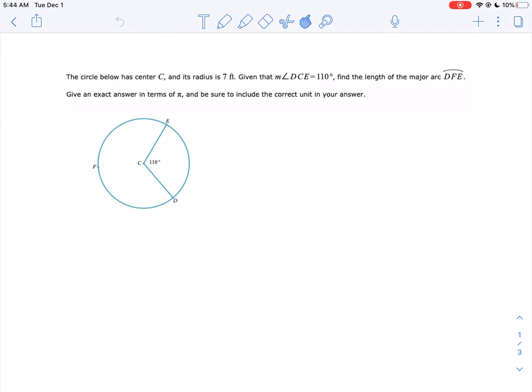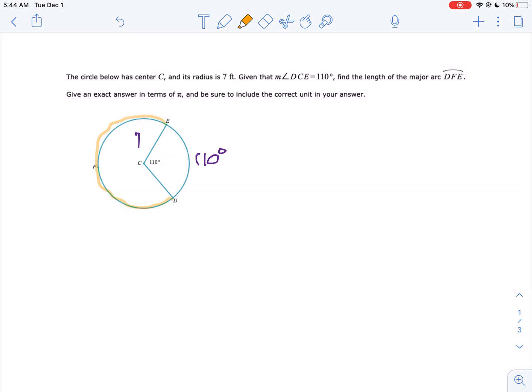In this problem, we have this circle and it has a radius of 7 feet. And we're given that angle DCE is 110 degrees, which means arc ED is 110 degrees because we know the central angle is the same as the arc. You're not asked to find the length of arc DE. You're asked to find the length of major arc D to F to E.